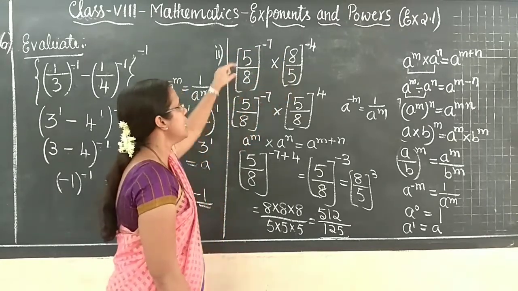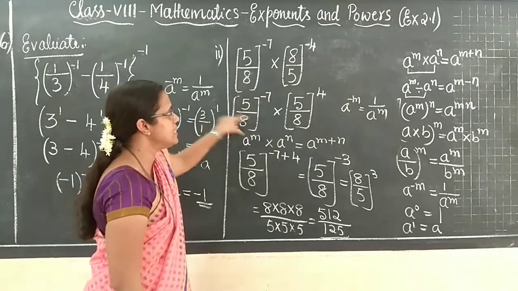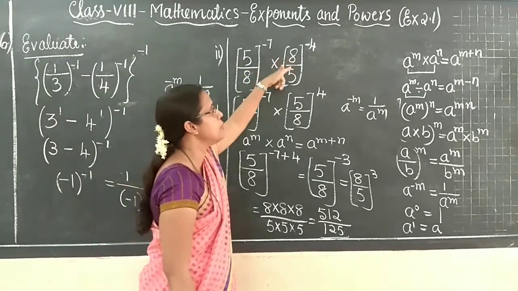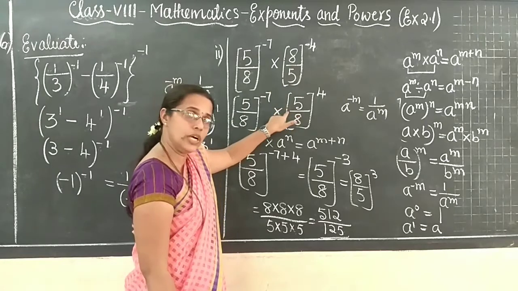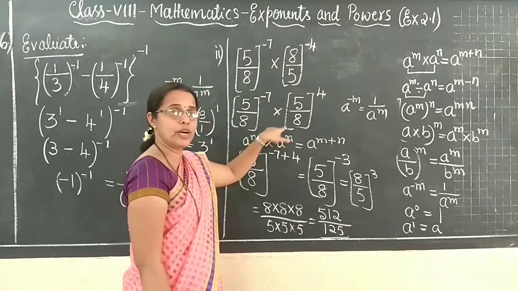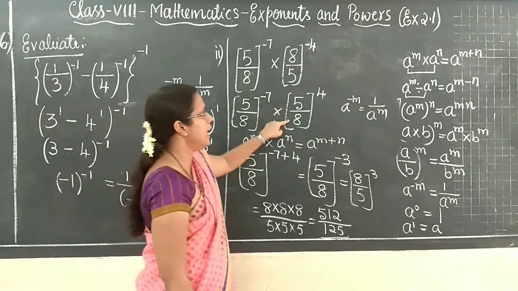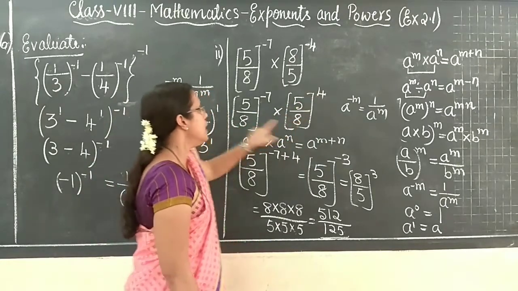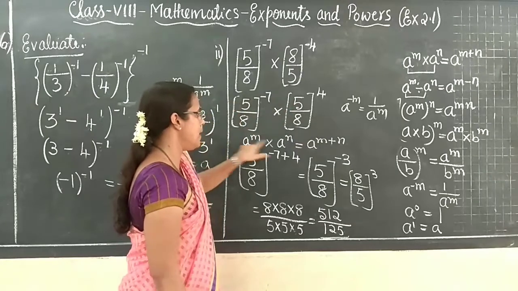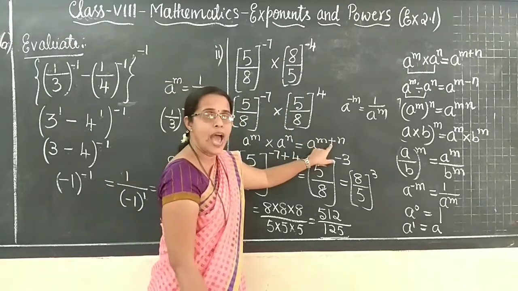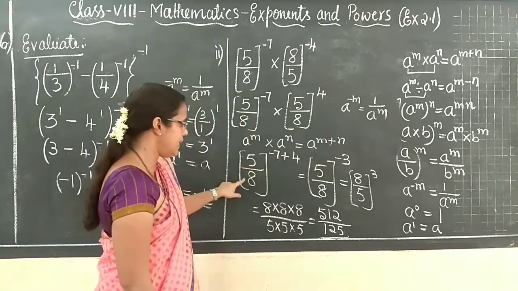So what I did? One I retained as it is. Second one I made reciprocal. Okay, children, you can do my first one reciprocal, second one retain as it is. Any method you can follow. So 5 by 8, power 4 became. Now bases came same. Bases came same, powers you have to add. Add the power, bases right as it is.